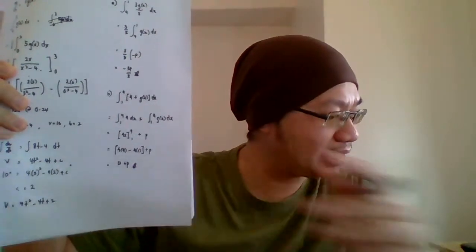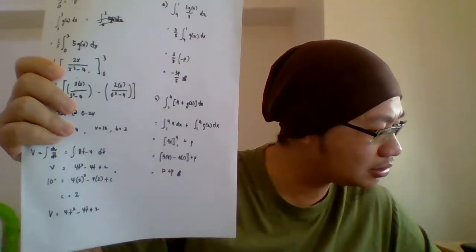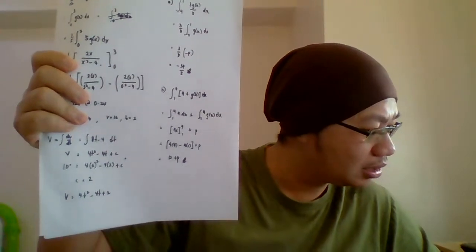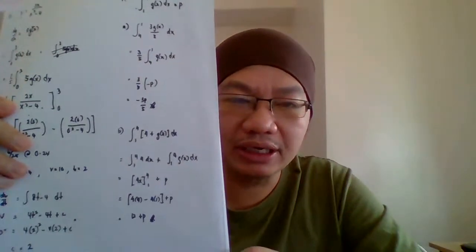Alhamdulillah. Okay, 12 plus p. Alright, so that is question number 7. Alright, we are almost done with section A for paper 1, almost done. A few more questions left. We still have time. Okay, about 30 more minutes.